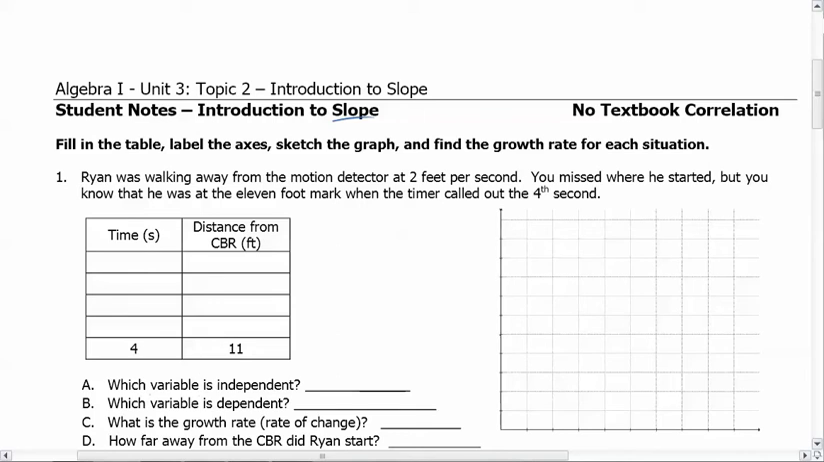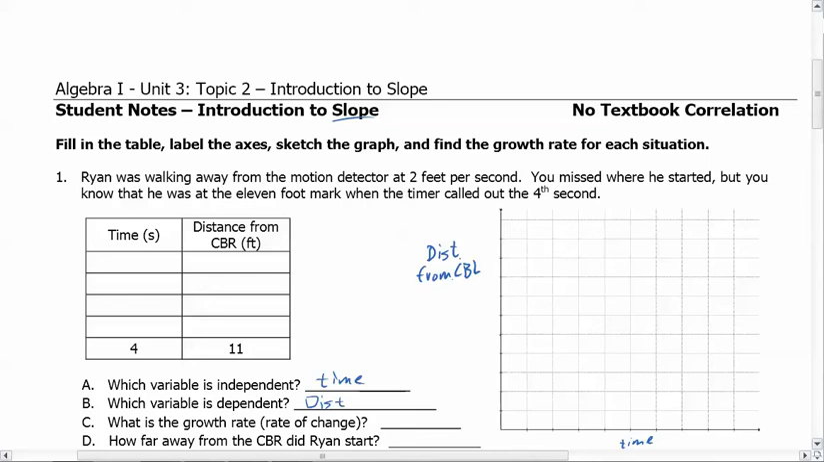So let's go ahead and first decide what's independent and what's dependent, and hopefully you recognize that distance depends on time, right? And you know that just because time goes on the x-axis, and distance, which I'm going to label as distance from the CBL. CBL is another fancy acronym for the detector. So this is the distance from the detector, right? Which is important, because we don't just say distance. It's not the total distance he's walked, it's just the distance from the motion detector.